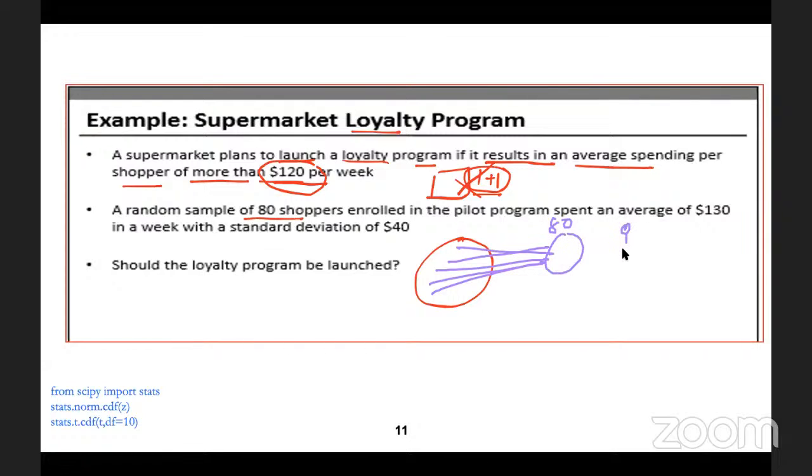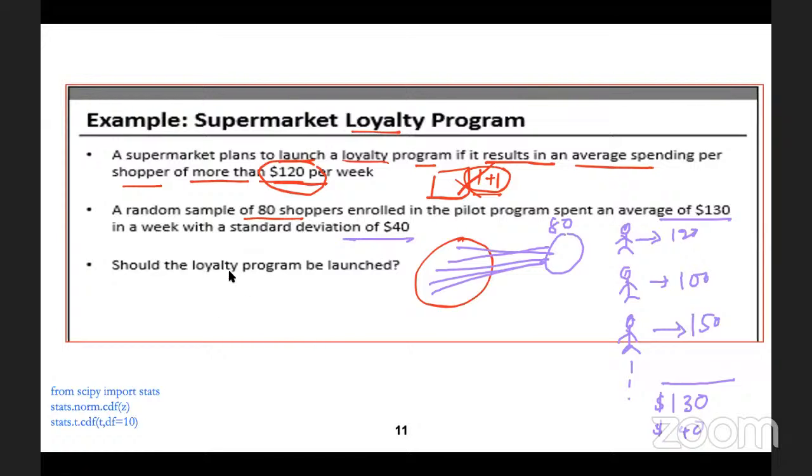First shopper, how much has this guy spent? Let us say in a week, $120. Second customer, this customer has spent $100. Third customer, this guy has spent, let's say, $150. Like that, all 80 people have purchased within a week. And when you take the average of this value, it came out to be $130, with a standard deviation of $40.